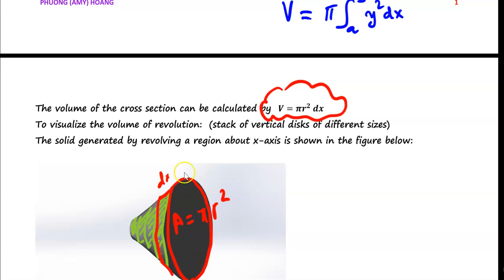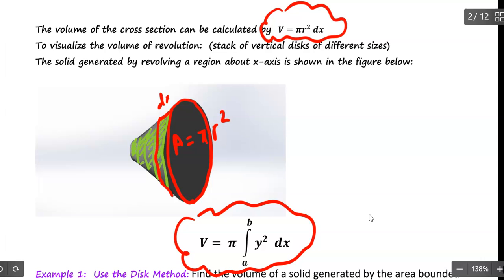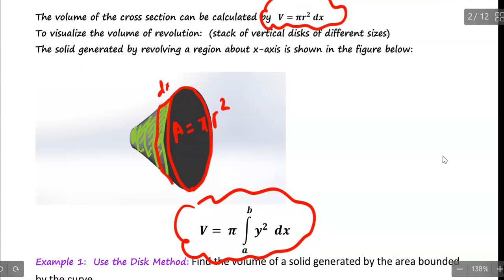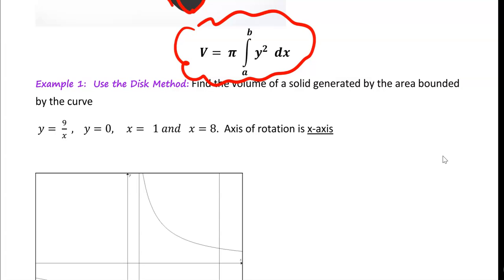So this area right here, you are going to rotate it. The axis of rotation for this is actually the x-axis, so then you are going to use this particular formula. I kind of repeated these formulas for everyone, so I hope everyone understands where this formula is coming from. What I'm going to do next is quickly go over example number 1, and I know that I only have about 7 minutes left for this video.